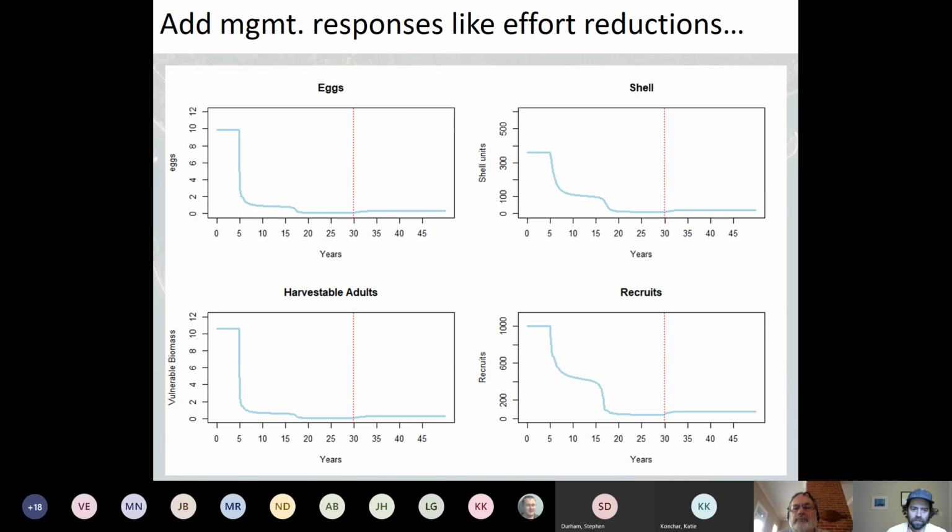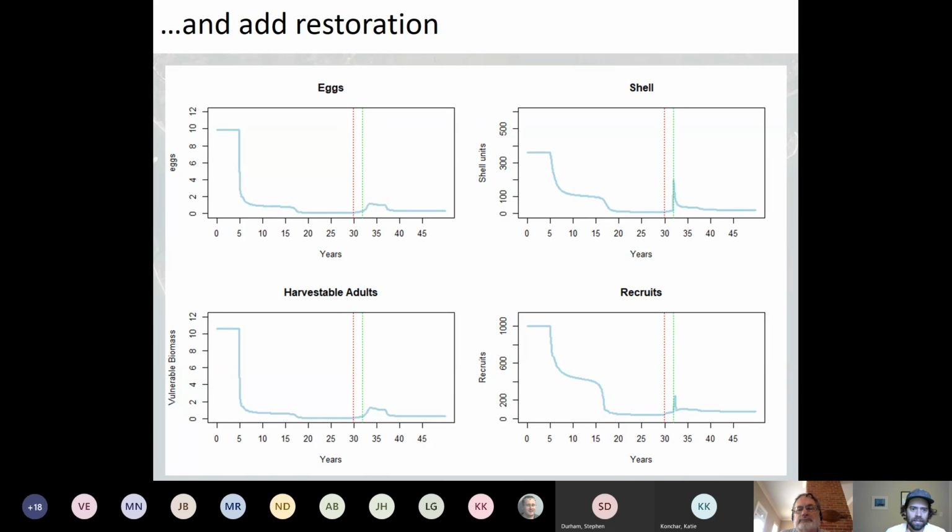So you can reduce fishing effort, but because there's so little habitat there, we don't get much of a bounce back at all in terms of harvestable adults or recruits. This is called the fold catastrophe, or alternative stable states, as ecologists are wont to describe it. And so we can add in restoration here, and what you see is, I think, something that Tom and other folks have alluded to, which is that if you only restore a little bit, or if you haven't constrained effort enough, you can see a jump up after restoration.